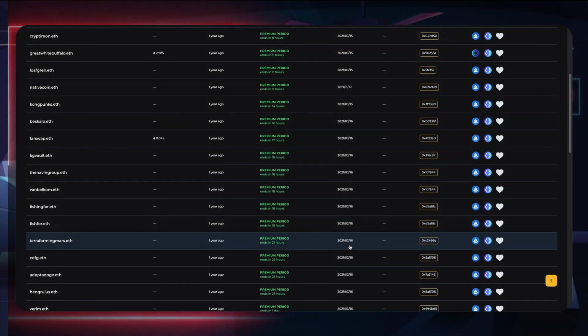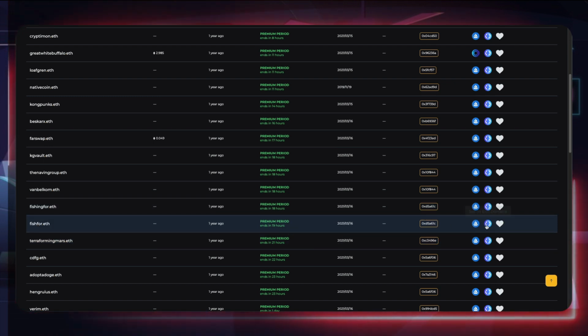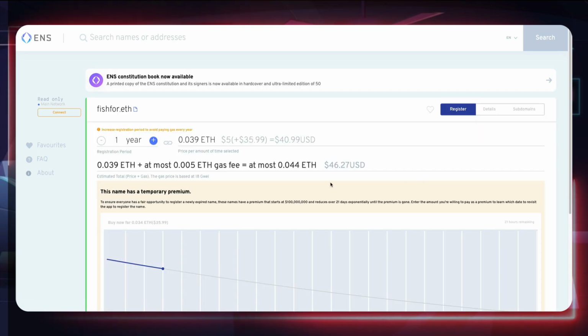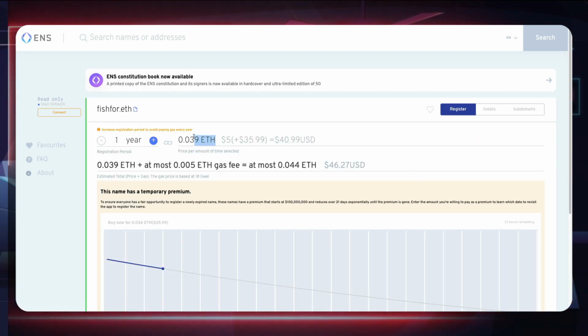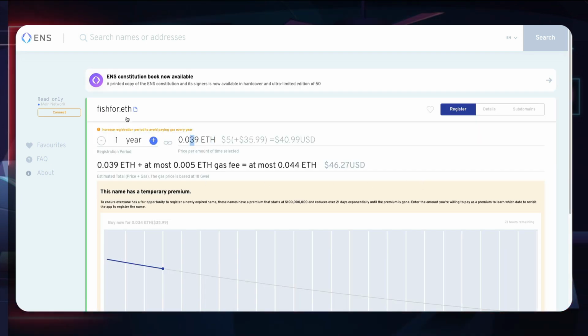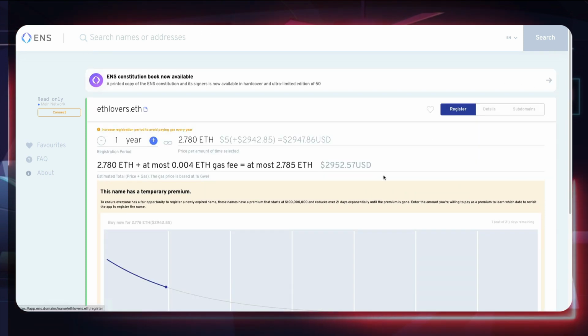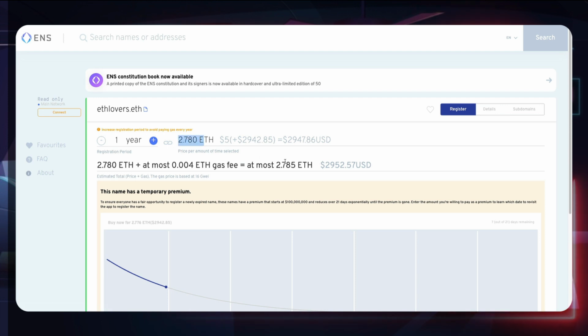See, this one, Fish 4, expires in 19 hours. So if I come over here and I try to actually register it on ENS, there is a premium price here for 1 year. It will cost me a little bit of a premium. This is basically the graph. It starts at a certain price and goes down over time. A good example of this one is 2.7 ETH to register.